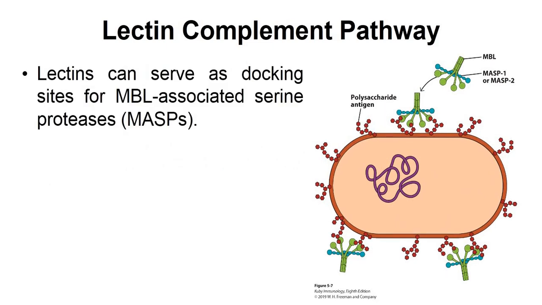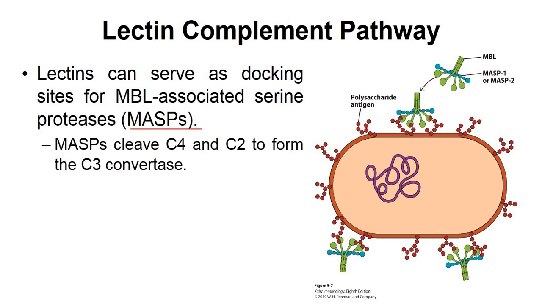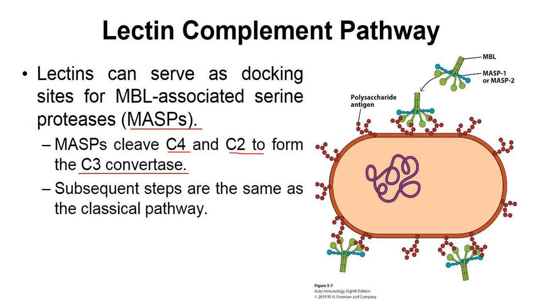Lectins can serve as docking site for MBL associated serine protease, that is MASPs. Why docking? Because it is on the surface of the MASPs that the interaction takes place. MASPs in turn cleave C4 and C2 to form C3 convertase. Subsequent steps are the same as classical pathway, and since subsequent steps are same, I am not repeating the lectin pathway in still further greater detail.